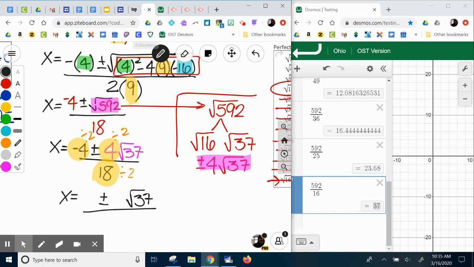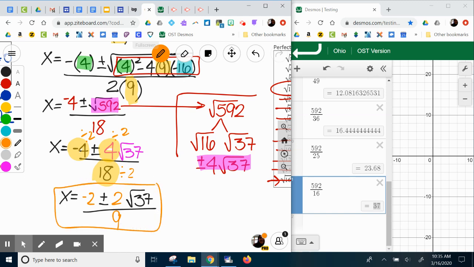So negative 4 divided by 2 gives me negative 2. 4 divided by 2 gives me positive 2. 18 divided by 2 gives me 9. Now I still look at those numbers and see, can I take anything else out of negative 2, positive 2, and 9? And I can't. So that's my final answer.